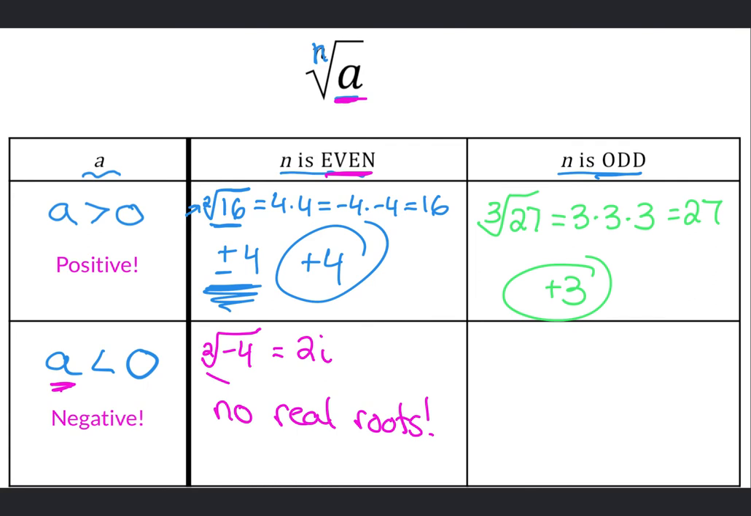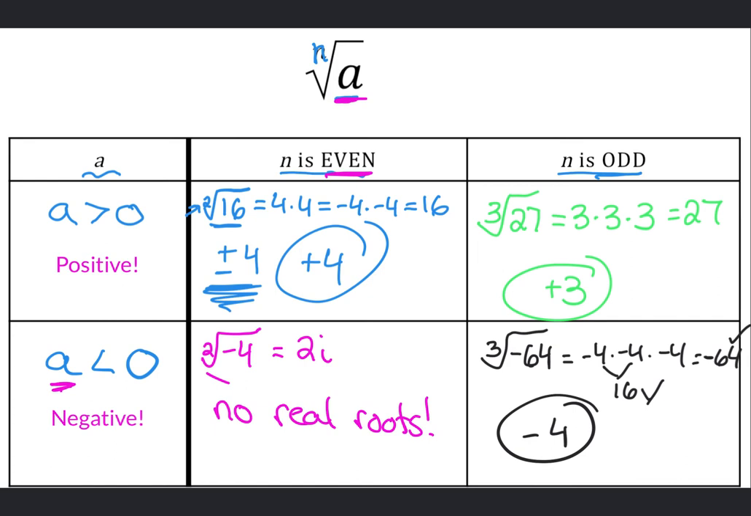And then the last example, so a is negative, but this time we have an odd root. So let's look at an example. The cube root of -64. Can we take the cube root of a negative? Well, -4 times -4 times -4. 2 negatives go to a positive, and then a positive times a negative does go to a negative. So you can have a negative, but you cannot have a positive. So this is -4.